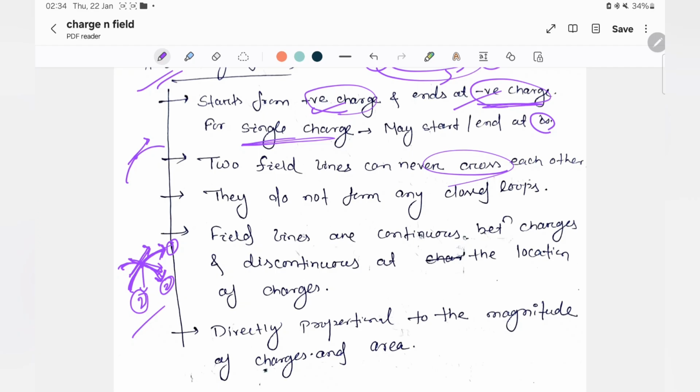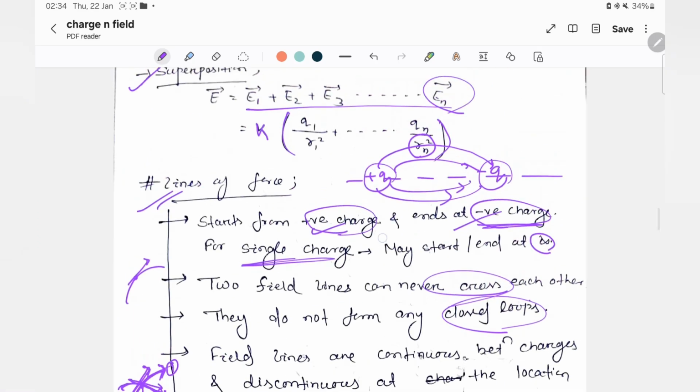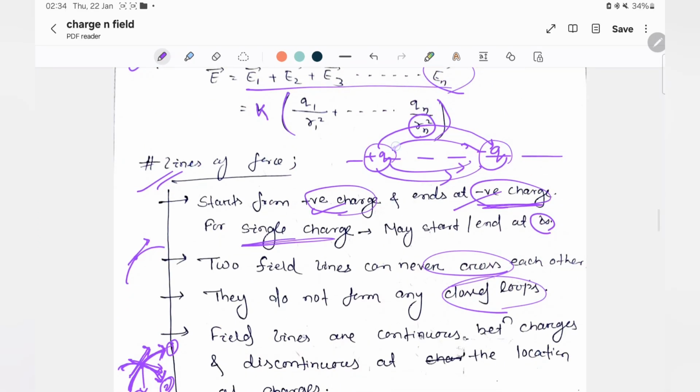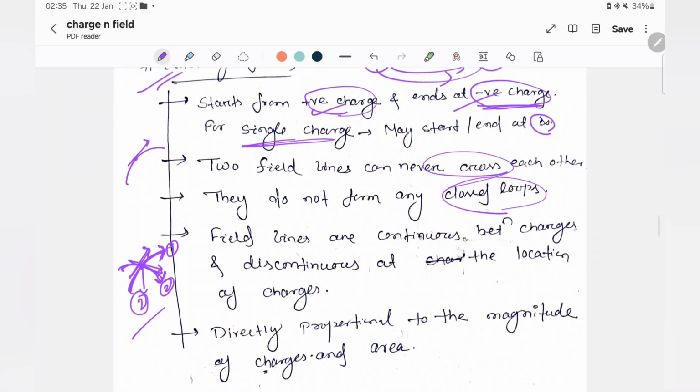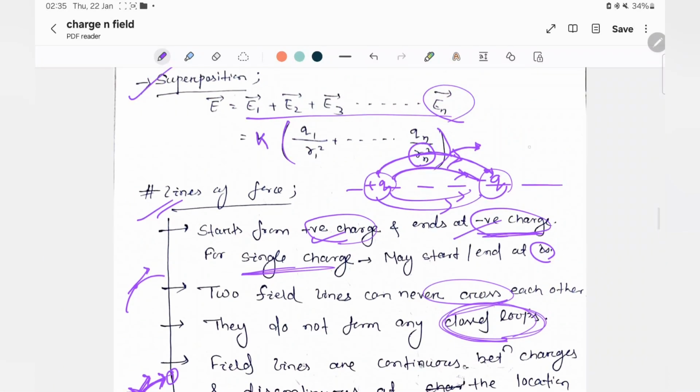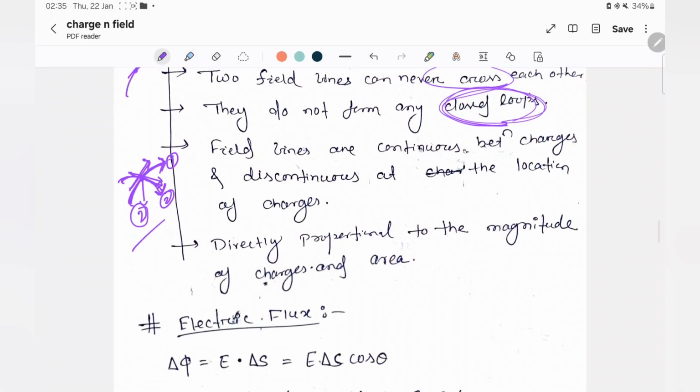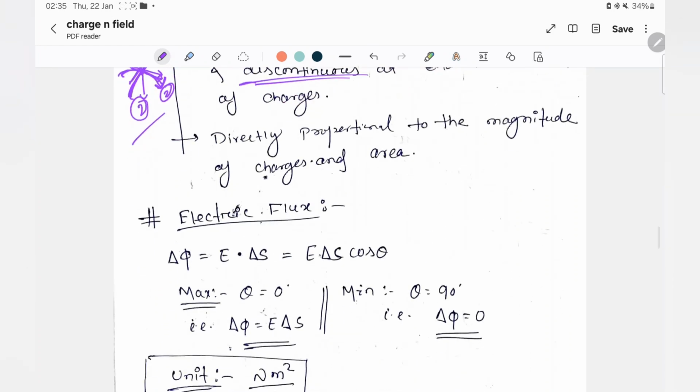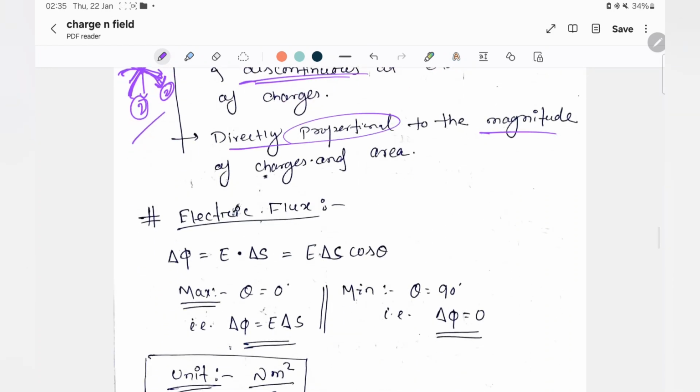Now, they do not form any closed loop. They only start from here and end at here. It is continuous and never breaks. This line of force never breaks, it is only continuous, and they do not form any closed loop. A line of force cannot be formed like this. They cannot be discontinuous, and they are directly proportional to the magnitude of the charge and area.